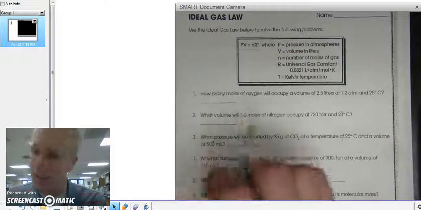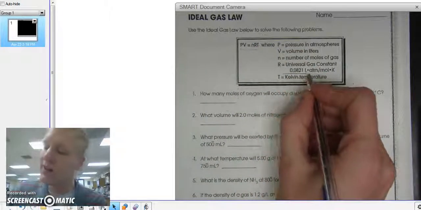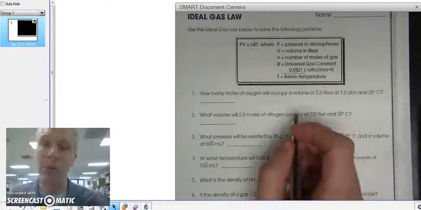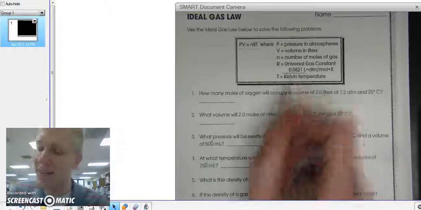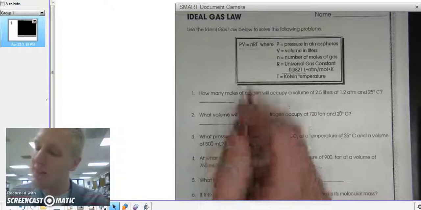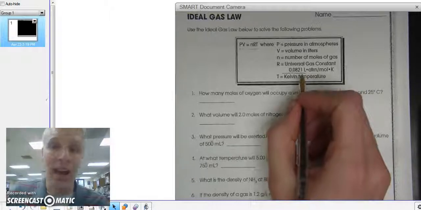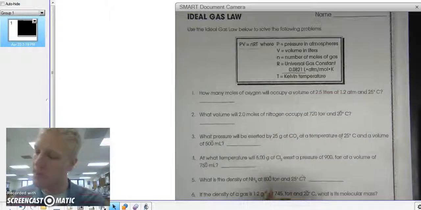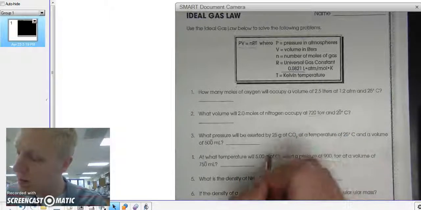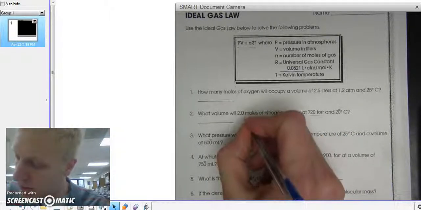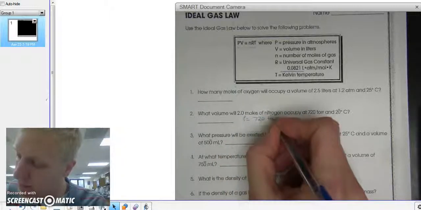For this class, I always suggest we pick 0.0821 liters times atmosphere divided by moles times Kelvin. That's going to be our ideal gas constant, which means our pressure is going to have to be in atmospheres, and our volume is always going to have to be in liters. Alright, with that being said, I've got 720 torr. So my P, or just my pressure, is 720 torr.